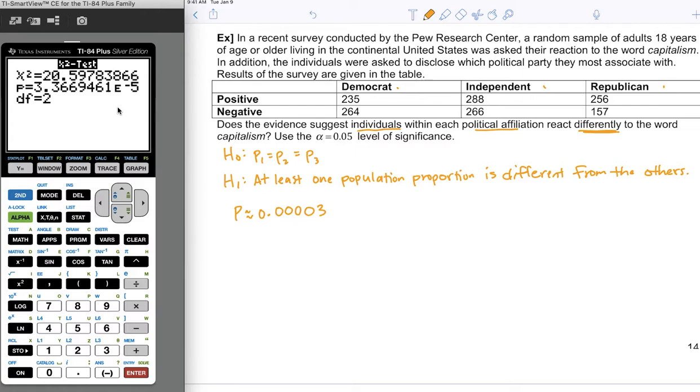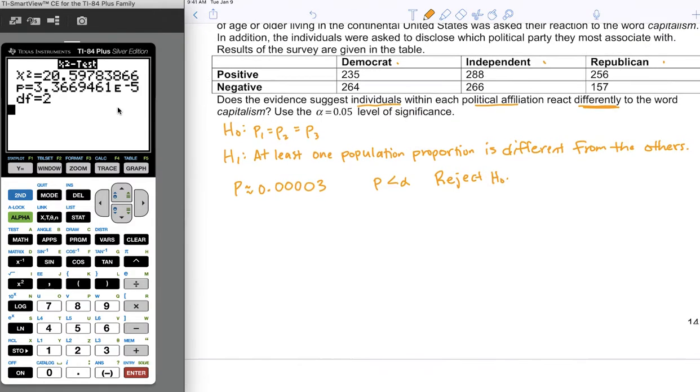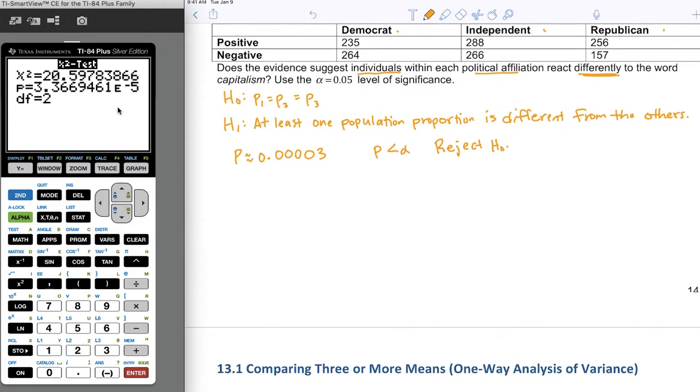That is a very, very small p-value. It's certainly less than alpha. So this is some pretty strong evidence, definitely strong enough to reject H0. Probably something you would have suspected, that people of different political affiliations respond different ways to the word capitalism. There's a problem, I think, on your homework that uses the word socialism in the same type of example.